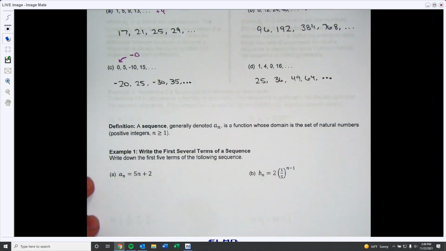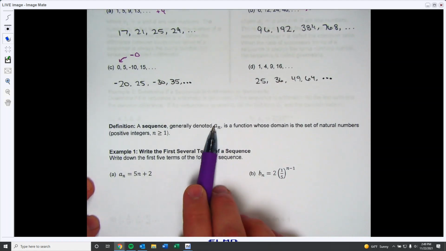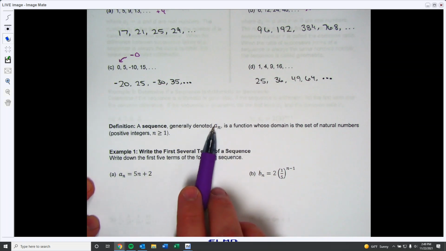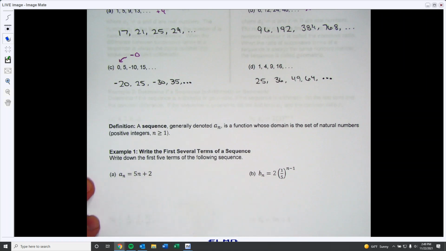So a sequence, instead of writing it out as f of x, we are going to use this notation, a_n, where the a, that's the name of our sequence, just like the f in f of x, and n is the number that we're on. Now, what's special on here, this is a function, but instead of being able to use every single number for n, we only use the positive integers. So we start at 1, and we use 2, 3, 4, 5, and so forth, and they go in order.